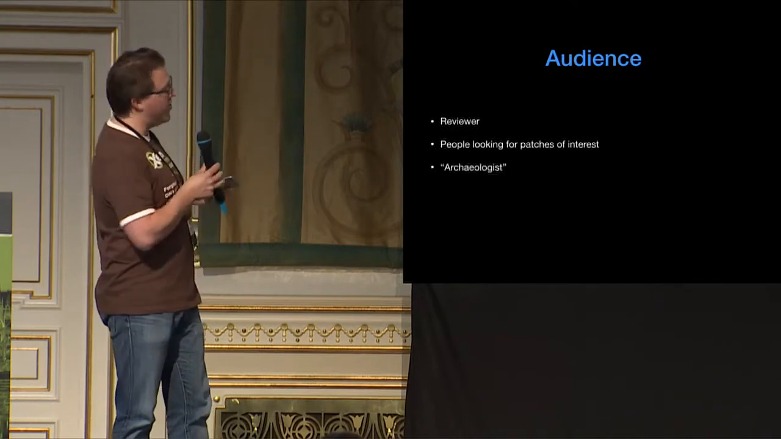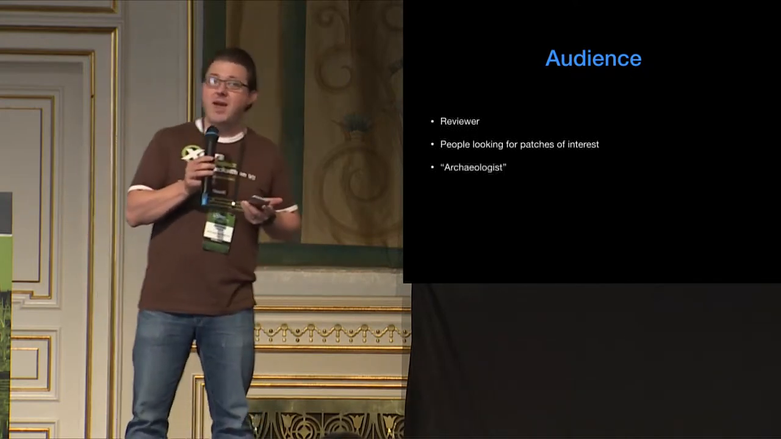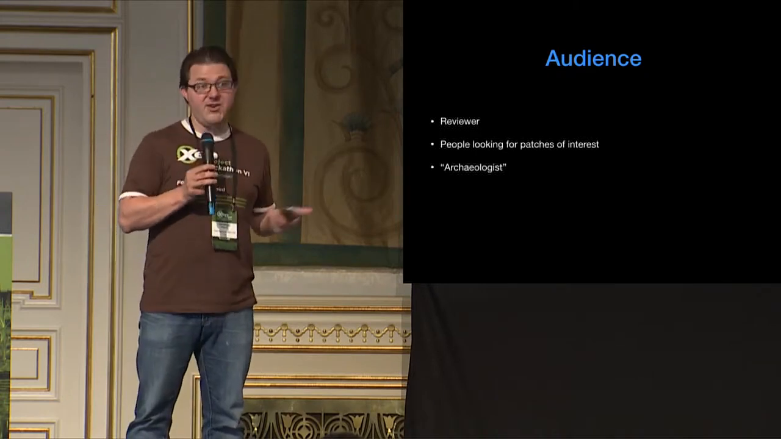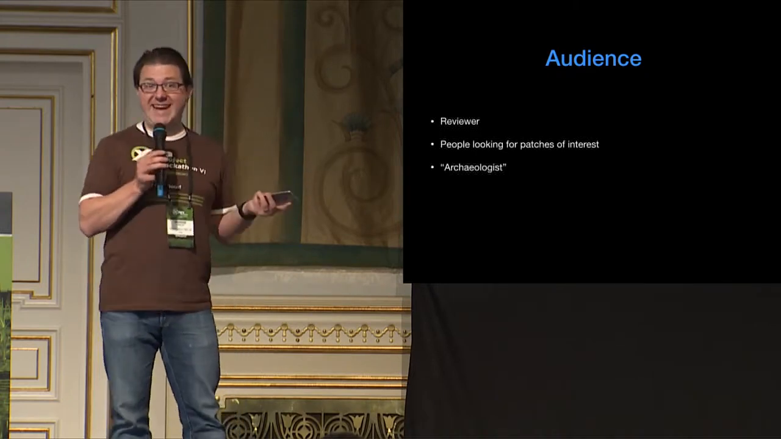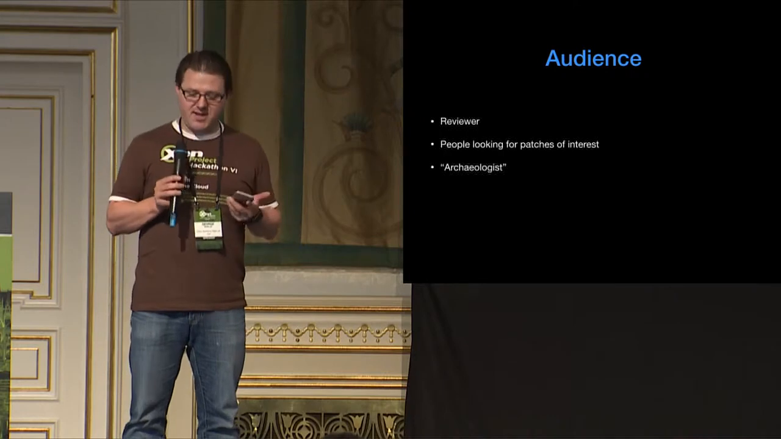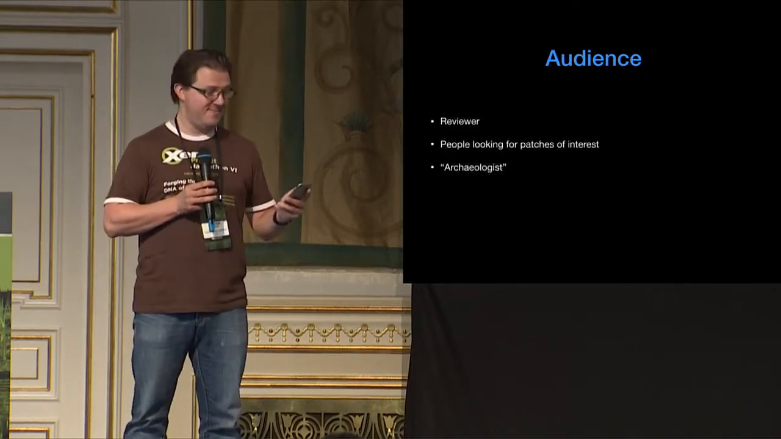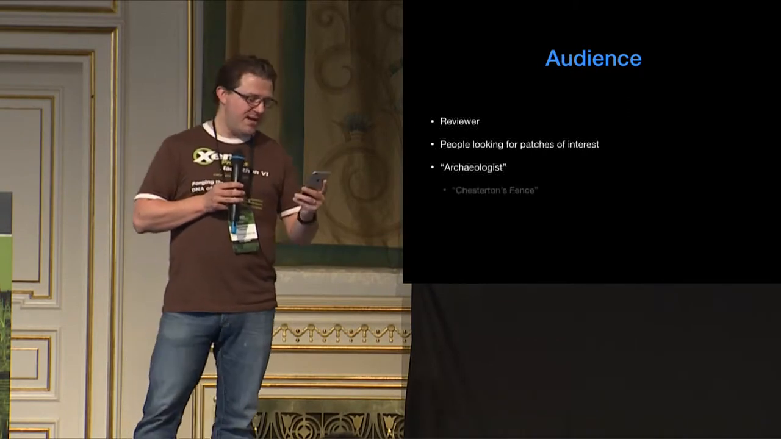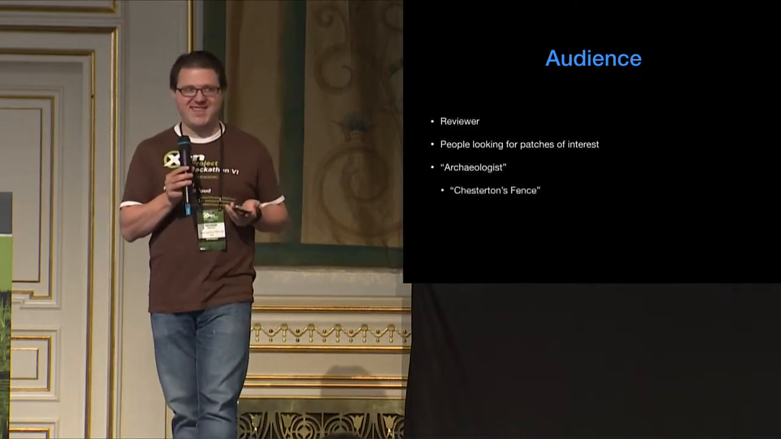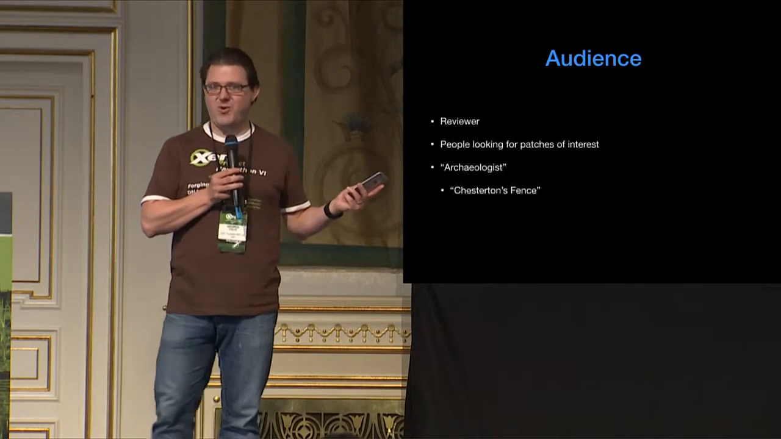And the third person is what we call an archaeologist, okay? So this is someone in a year, in 2 years, in 5 years, in 10 years' time, who is looking at the code and trying to say, they see some bit of the code and they're like, why is this code the way it is? Okay, and there's a concept that I found recently called Chesterton's fence. Has anyone heard of this thing before?